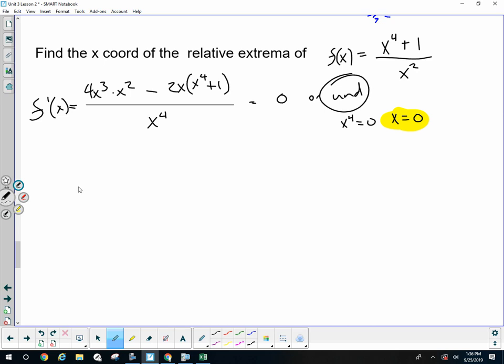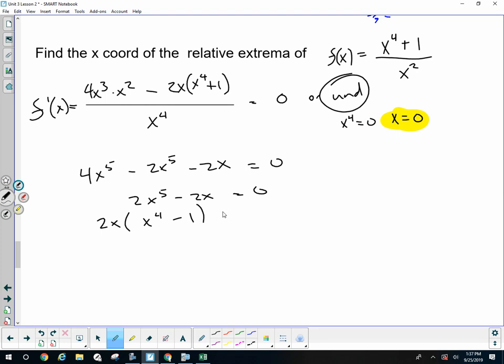So I'm going to simplify. I got 4x to the 5th minus 2x to the 5th. Make sure you distribute the negative. Minus 2x. So 2x to the 5th minus 2x equals 0. Factor out a 2x. Get x to the fourth minus 1. Phenomenal.